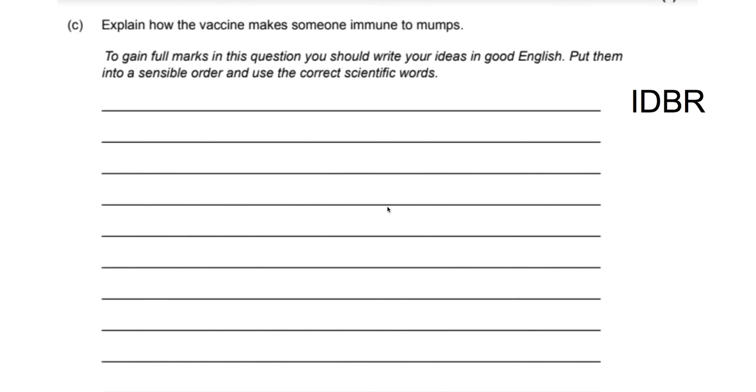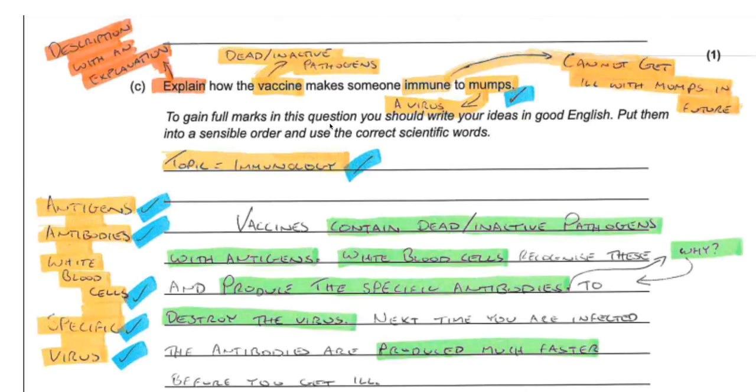So here's a question for you to do. Explain how the vaccine makes someone immune to mumps. Note there are 5 marks for this. You need to plan your answer. You've got about 5 minutes to do that. Then you can check your answer.